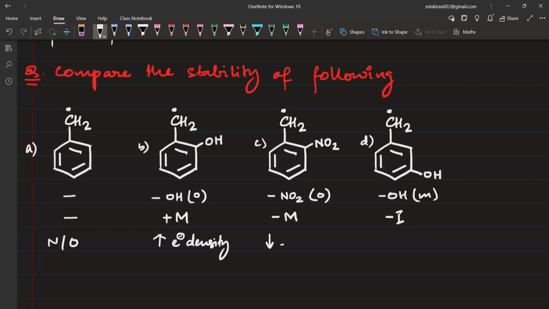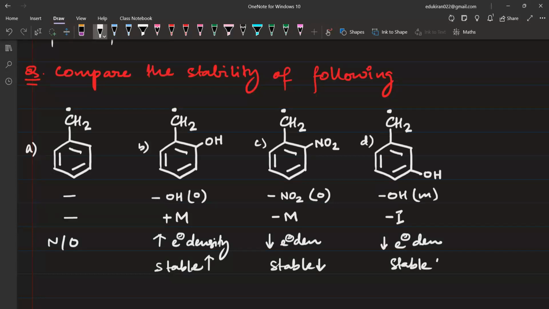Minus M will decrease the electron density. And this is also going to decrease the electron density. Now, if something is increasing the electron density, it will be more stable, because carbon free radical is electron deficient. Electron deficient thing, you should give it electrons. If it is electron deficient, it needs electrons. If you give it electrons, the stability will increase. And here the stability will decrease. And here also the stability will decrease.